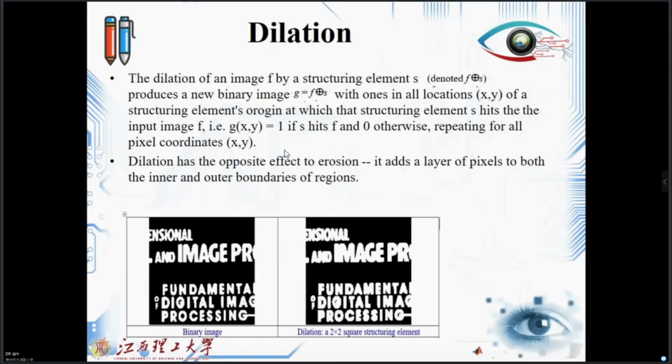Now, you will see that dilation has the opposite effect to erosion. It adds a layer of pixels to both the inner and outer boundaries of the region. Think of that M shape that we saw, inside and outside of that. What happened to the boundaries and the word?